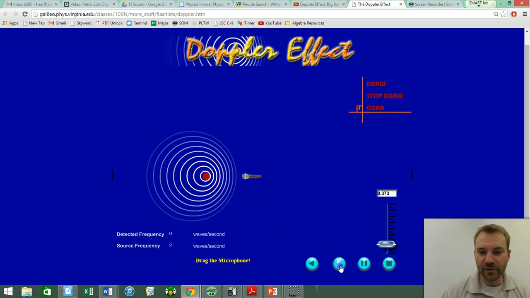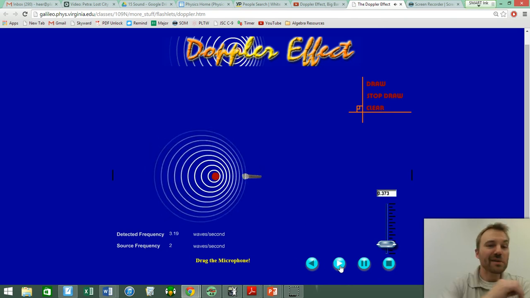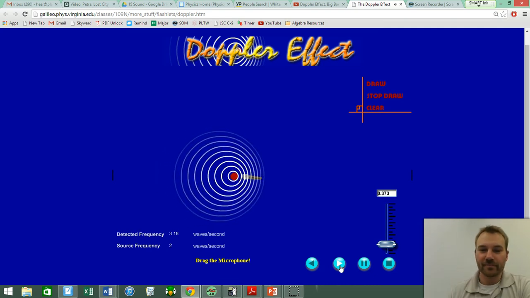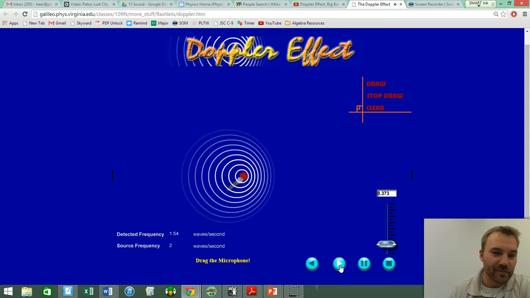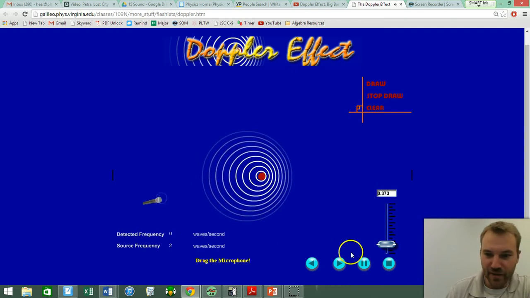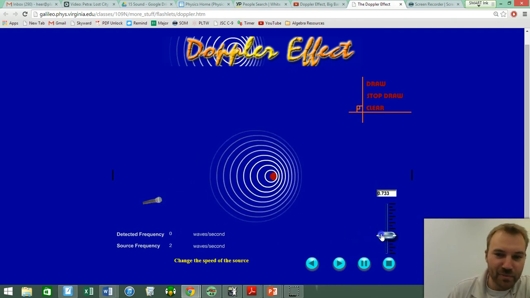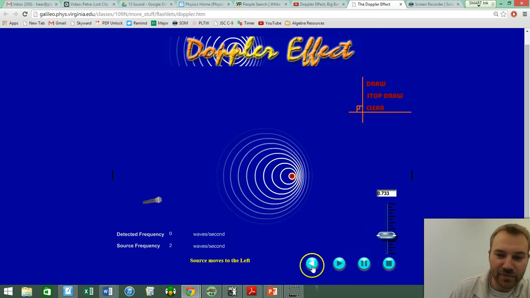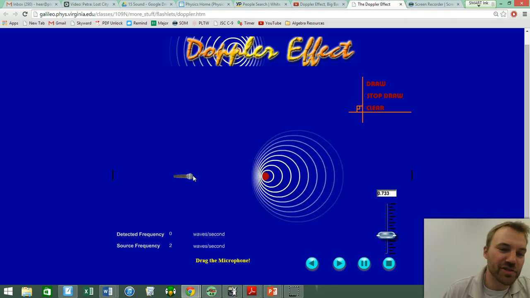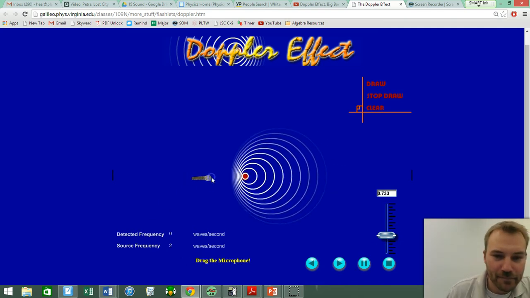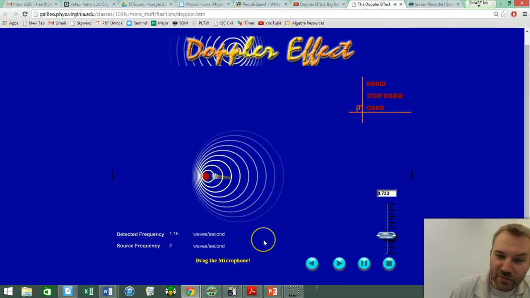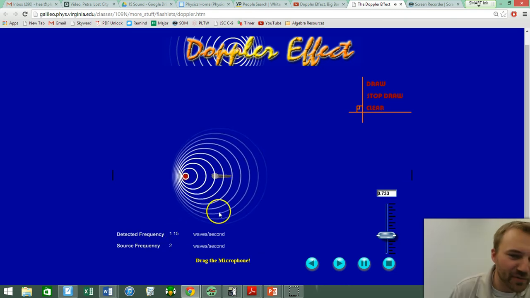So when this goes by, you'll hear high frequency as it approaches you, getting louder. As it goes by you, lower frequency. Now, when you go faster, it becomes more apparent. When I travel at 0.733, I'll change my direction here, and you'll see that these waves bunch up quite a bit. I'm getting 7 waves a second. Now I'm getting 1.15 waves a second.